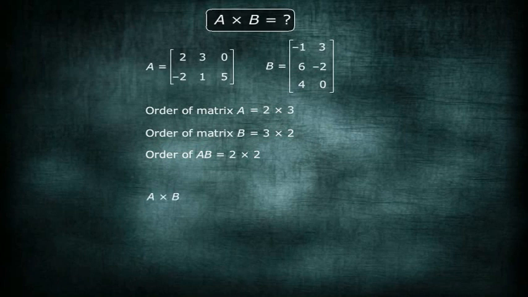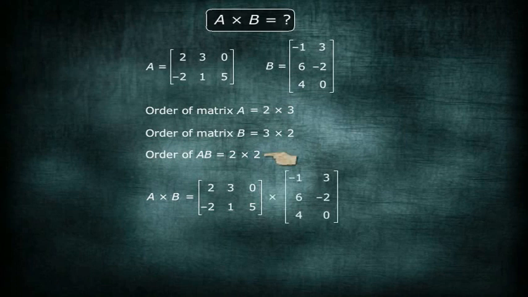So let's find the product, A into B. Matrix A into matrix B. And this equals a matrix of order 2 into 2. So I have 4 entries here. A11, A12, A21 and A22. So let's start with A11, the entry in the first row and the first column.